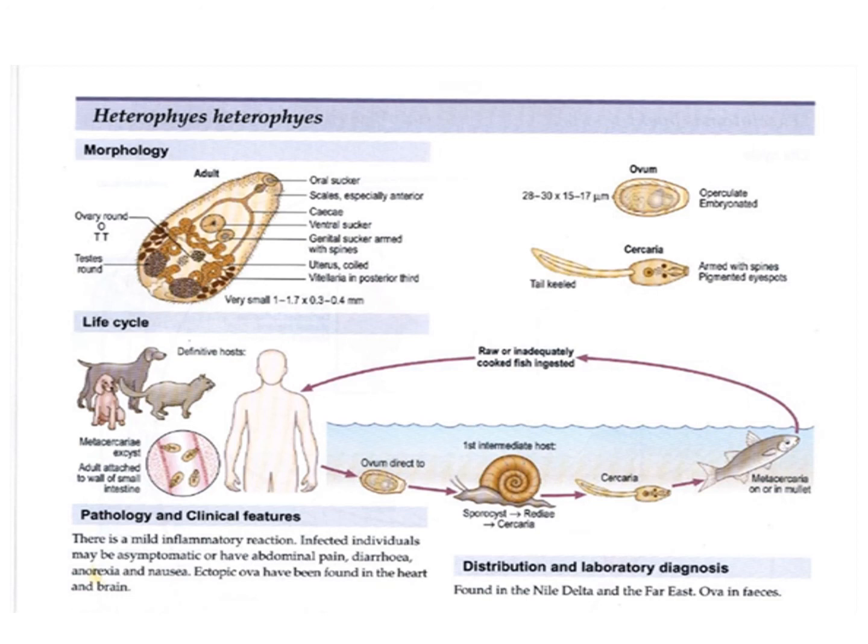Now it is found in the Nile Delta and the Far East, with a cosmopolitan distribution globally. Now the ova can be detected in the feces by examination of fecal specimens to be diagnosed in the laboratory.